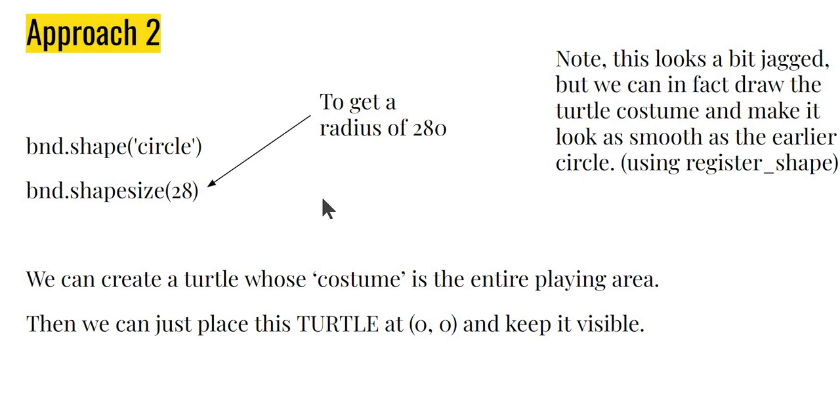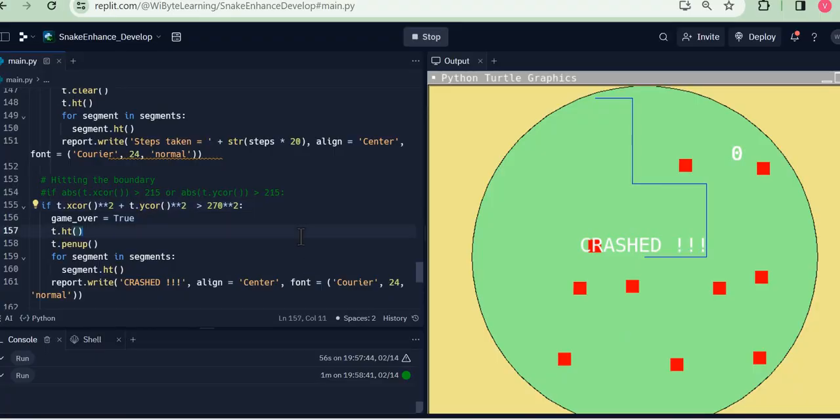We'll actually see this later for another enhancement, and we'll see how it works. But for now, we'll just do this. Basically, we'll create a turtle whose costume is the entire playing area, and this turtle will be placed at 0, 0, and we'll keep it visible. So this becomes interesting. Let's first do this and see what goes on here.